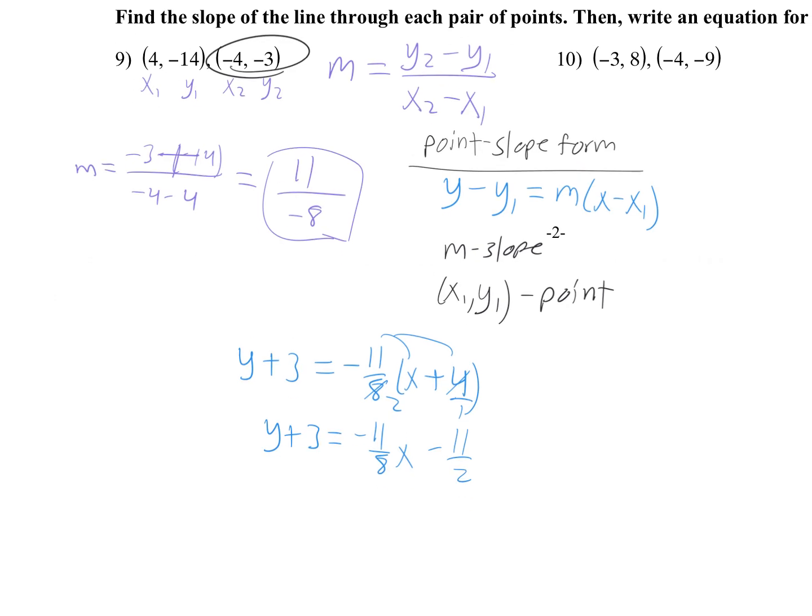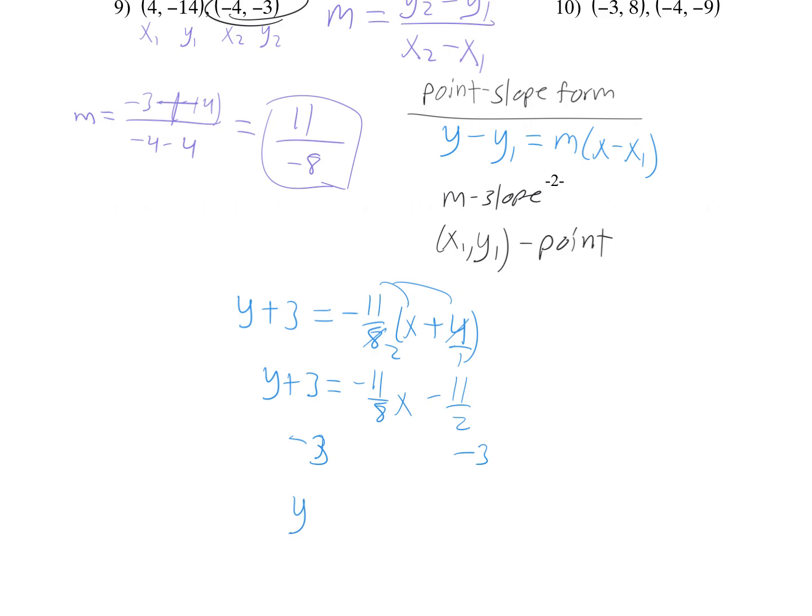And then now to get the y by itself, you need to subtract the 3. All right, so subtract 3 on both sides. And then we get y equals -11/8x minus 11/2 minus 3. And now to combine the fraction and the integer, we need a common denominator. So I'm going to write negative 3 over 1. And then to get a common denominator, just multiply the top and the bottom by 2. Right, that's going to be our least common denominator.